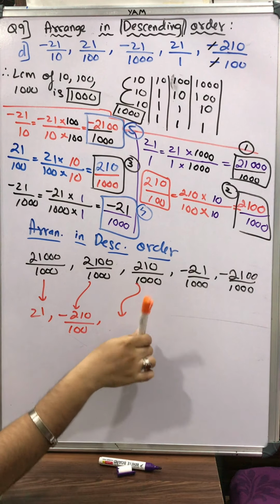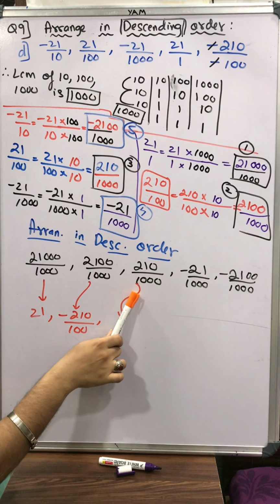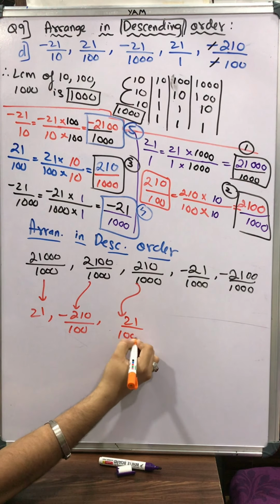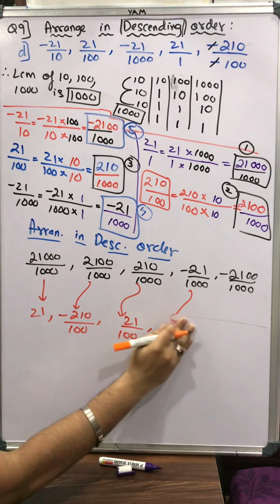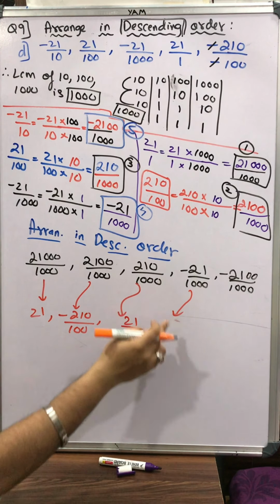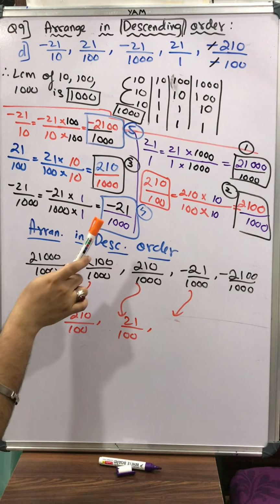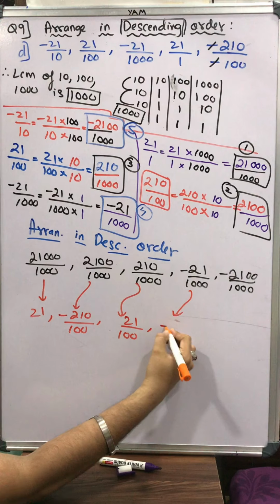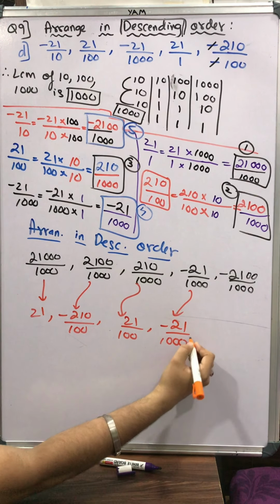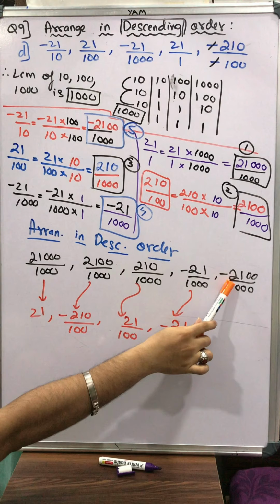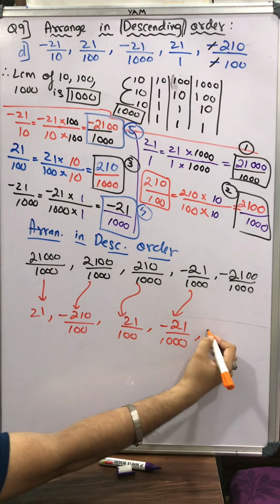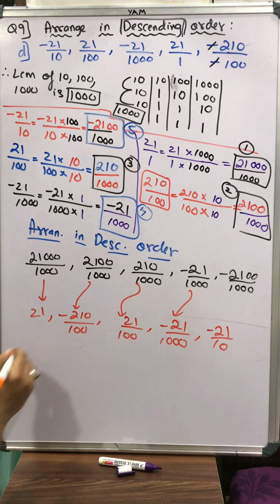Okay. Next, 210 upon 1000 came from 21 upon 100. Next, the next one, minus 21 upon 1000 came from minus 21 upon 1000. Okay. And the last one, minus 2,100 upon 1000 came from minus 21 upon 10. Hope you understood, students. Please pause the video and start solving it.